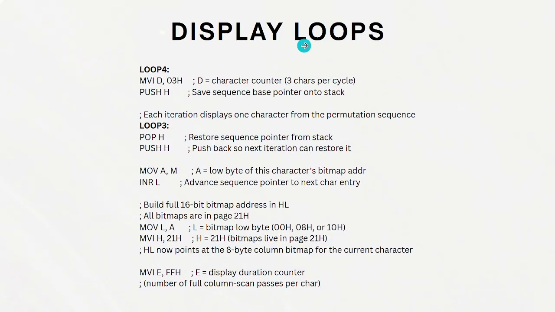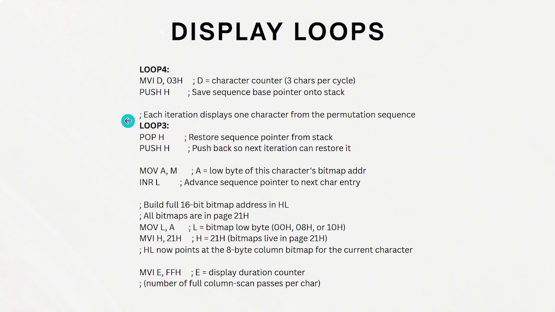Next, we'll talk about the display loops. The display loops are simply the loops that we use to display the characters on the LED matrix from the intended seed that we get. So the first one is loop 4. Loop 4 is the infinite loop. This makes sure that the sequence gets to be displayed an infinite number of times.